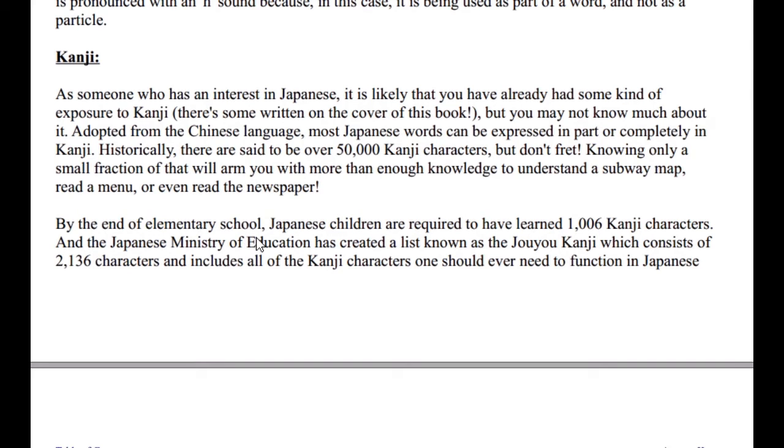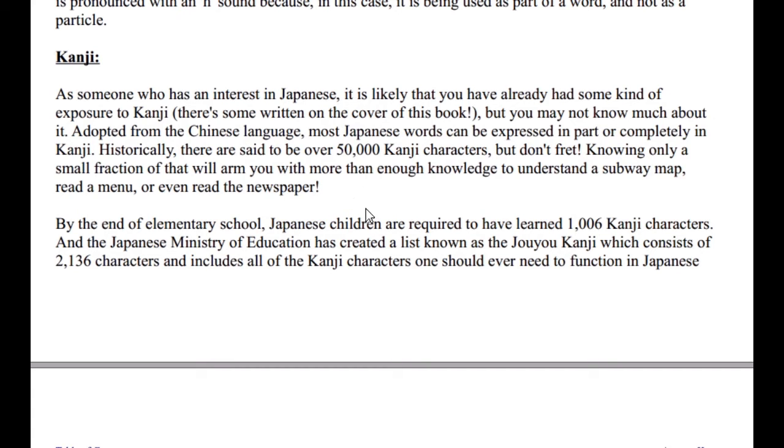But I think for regular everyday life, just knowing a couple hundred is more than enough to kind of get through the day. Go to the store, read a subway map or something like that. So 2,000 seems like a lot, but really it's not so much considering how many kanji characters there are. And just knowing a couple hundred will give you more than enough knowledge to get by in day-to-day life.